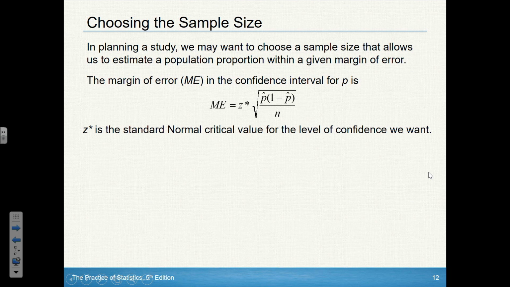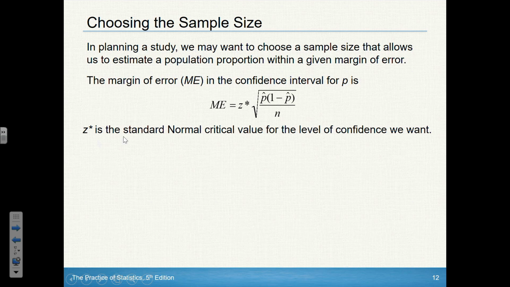You'd like your confidence interval to be as narrow as possible, but still have a high level of confidence to go along with it. With that in mind, there are ways to control the width of the confidence interval, in other words, the margin of error, using some quick analysis from the confidence interval formula. So we know the formula for the margin of error is equal to the critical value times the square root of p hat times 1 minus p hat over n.